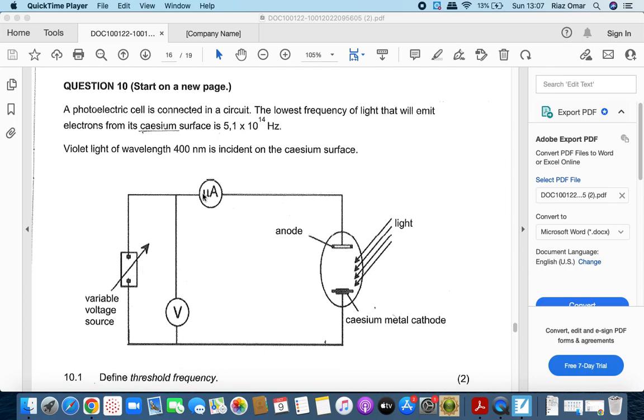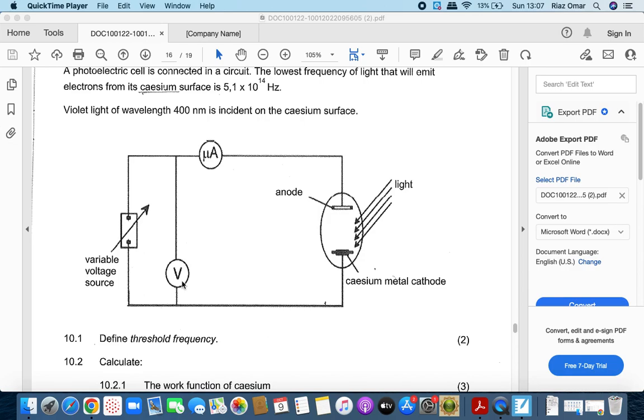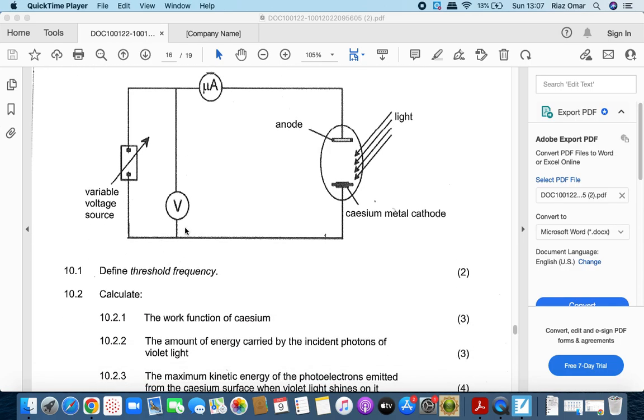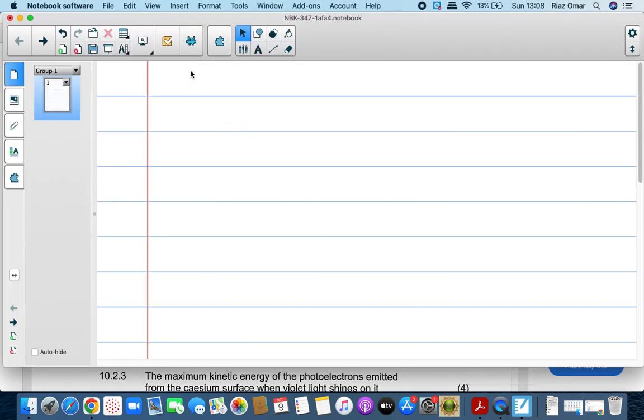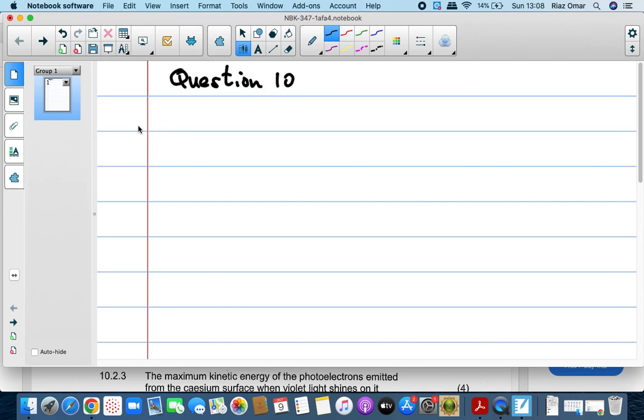There is a variable voltage, a microammeter and a voltmeter. Define threshold frequency. Again, your definitions are something that you cannot compromise on, so you should learn your definitions. Let's answer question 10. Threshold frequency: the minimum frequency of light needed to emit electrons from the surface of a metal.